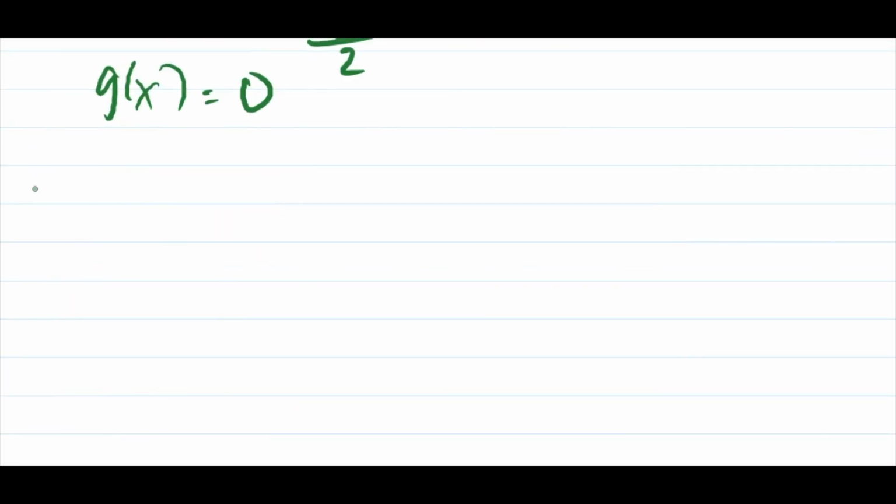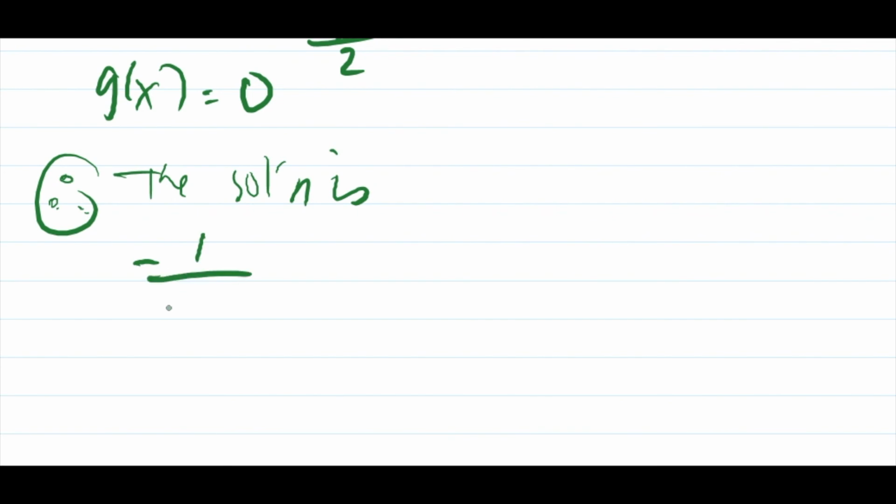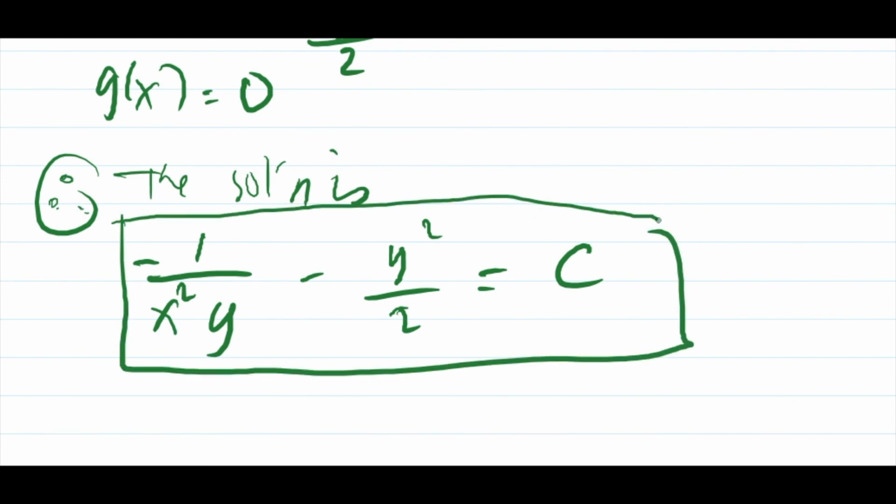Therefore, the solution is negative 1 divided by x squared y minus y squared over 2 is equal to C. That's the answer. So that's all, hoping that you understand the lesson. Thank you.